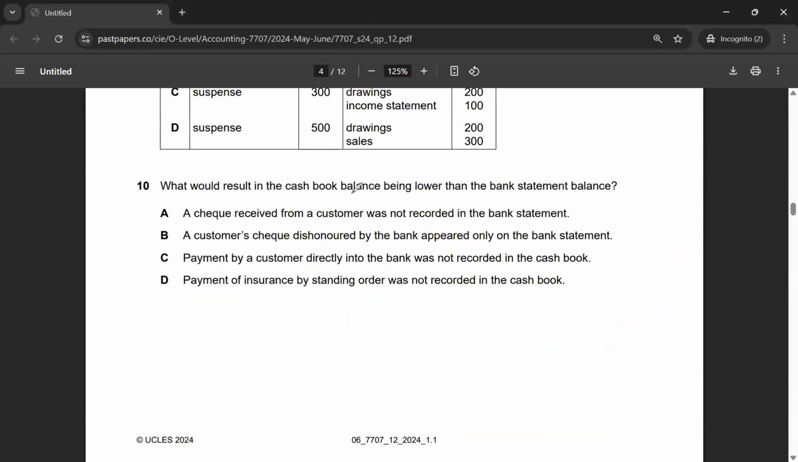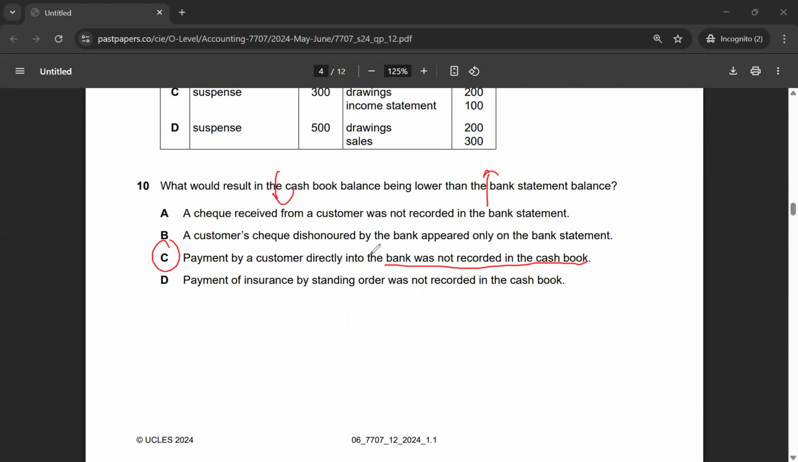Multiple choice 10, what would result in the cash book balance being lower than the bank statement balance? So the cash book balance is supposed to be lower than the bank's. So the bank balance is higher than the cash book, right? Payment by a customer directly into a bank account that was not recorded in the cash book is the correct answer. So the correct answer for multiple choice 10 is option C.